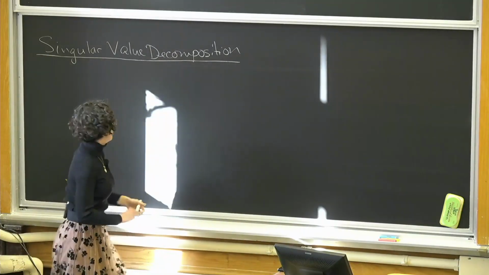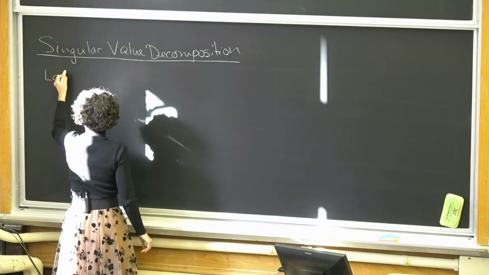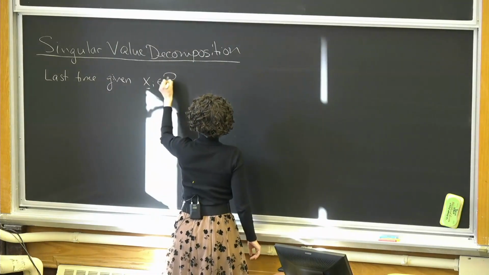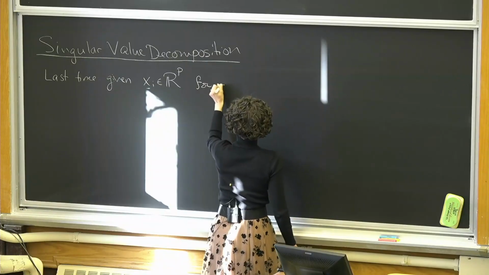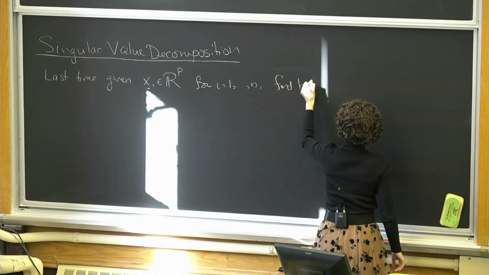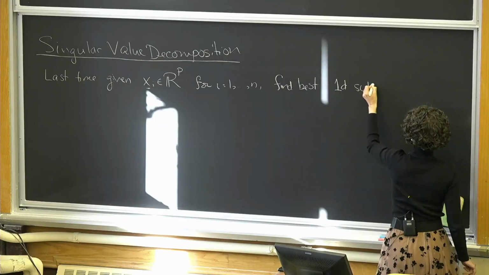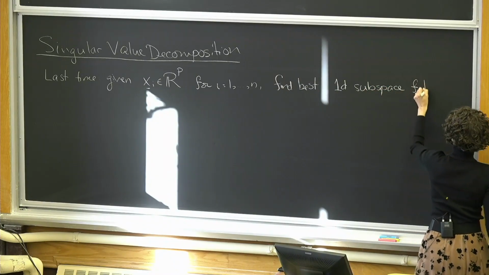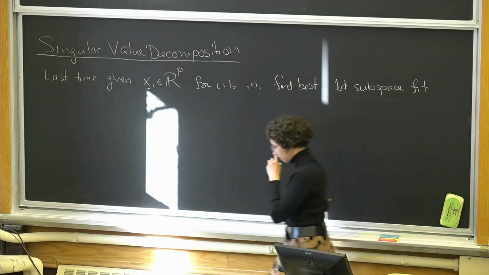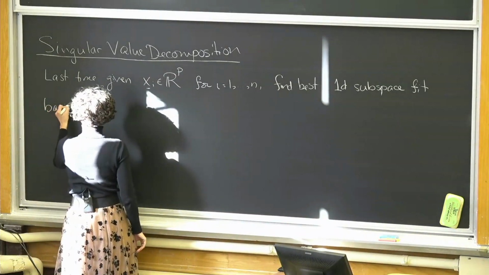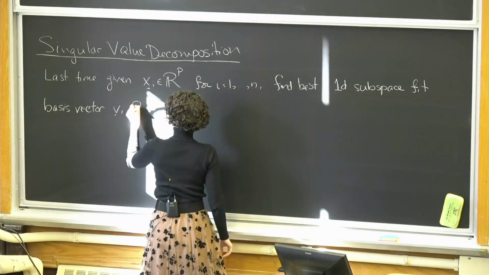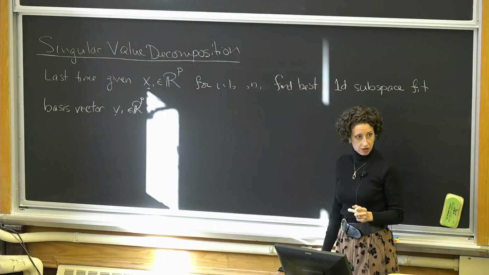So last time we said, imagine that we've got a collection of points. We denoted these xi, and they were all p-dimensional vectors for i equals 1 to n. We wanted to find the best 1D subspace fit to those points, or more precisely, an orthonormal basis for that 1D subspace fit. And so our basis vector, which we called V1, is going to be a p-dimensional vector, just like all of our samples.